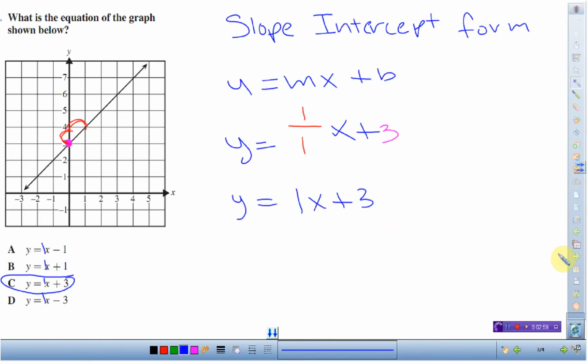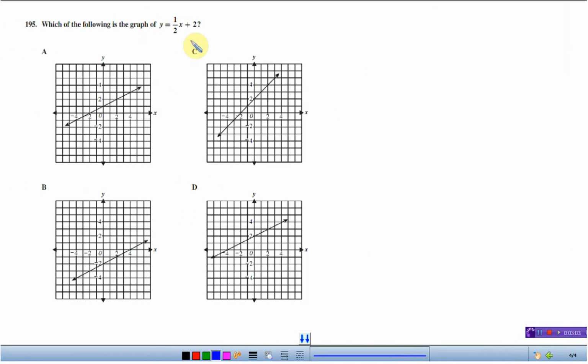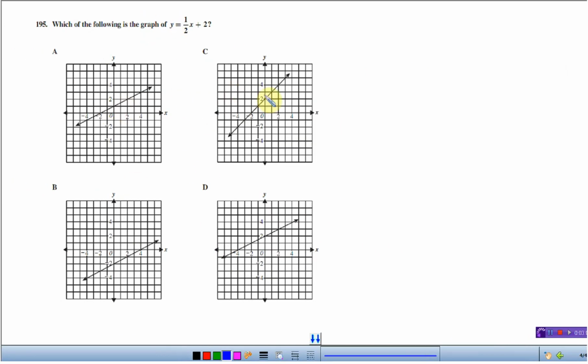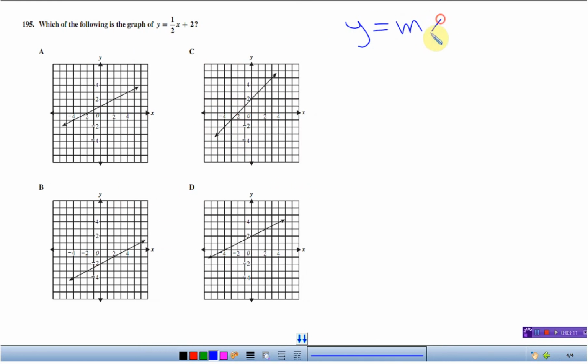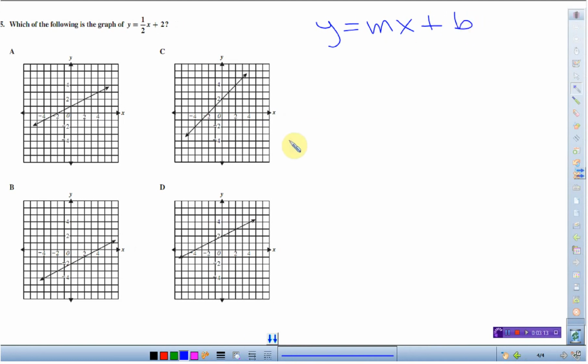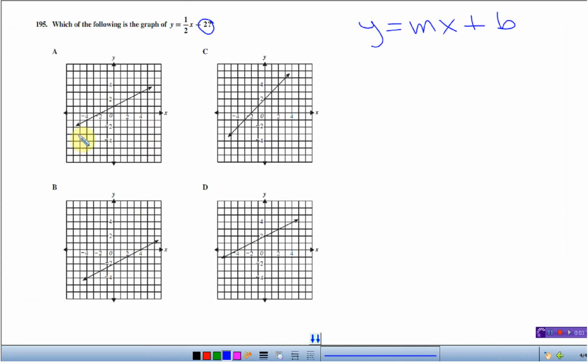Okay, so for the next question, same type of deal. This time they gave us the equation and they're looking for the graph. So we just kind of work our way backwards. First, again, set up your equation here, your mama's ex-boyfriend there. Where does the boyfriend live? Well, the boyfriend lives at 2. So on all of these graphs, you need to look for 2.